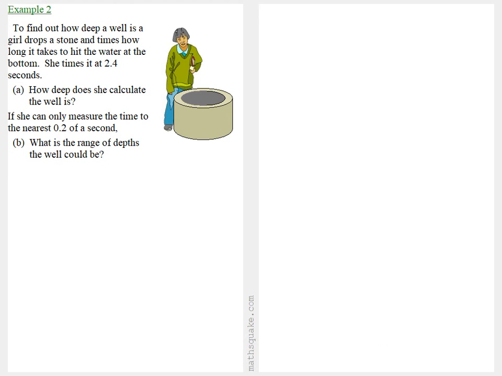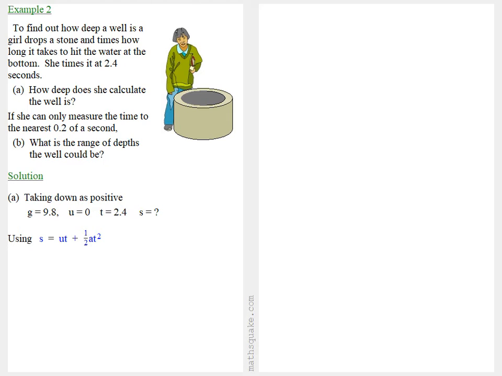Example 2. To find out how deep a well is, a girl drops a stone and times how long it takes to hit the water at the bottom. She times it at 2.4 seconds. In part A, how deep does she calculate the well is? Well, to solve this, taking down as positive, g is 9.8, u is 0, t is 2.4, and we're trying to find s.